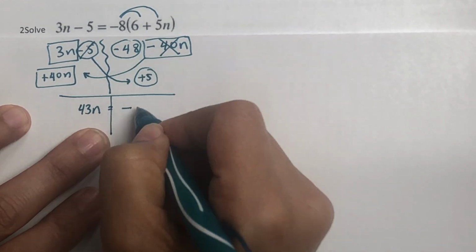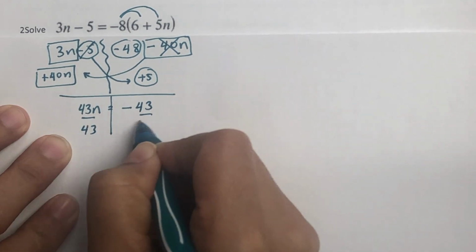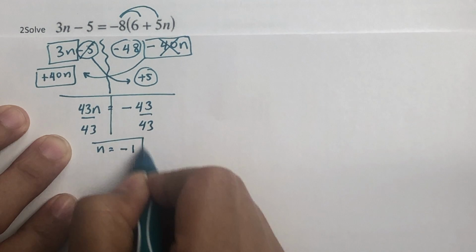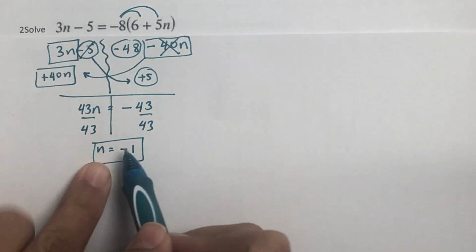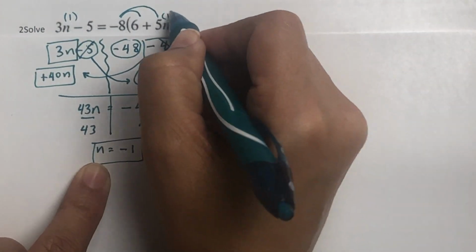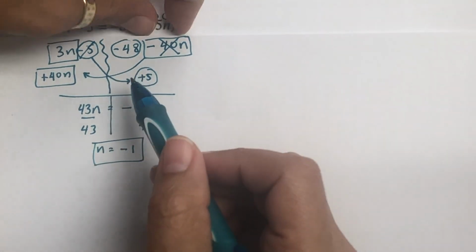Negatives are going to win by how many? 43. Divide both sides by 43. You're going to get n is equal to negative 1. And if you really don't want to get this wrong, take a calculator and plug in negative 1 everywhere you see n, and remember anytime we're plugging in, just put it in parentheses. You type that all in, and this side should be equal to that side.